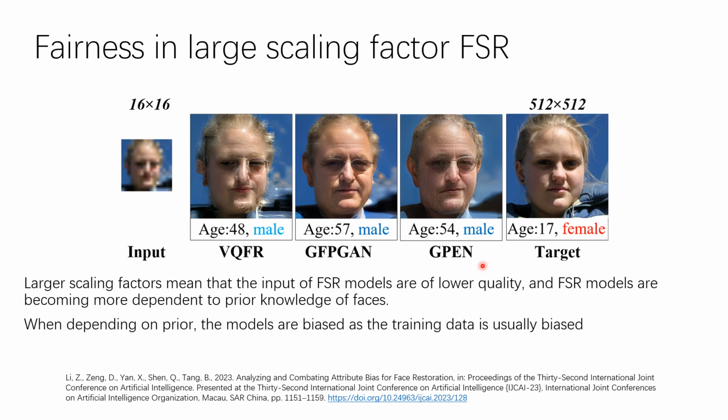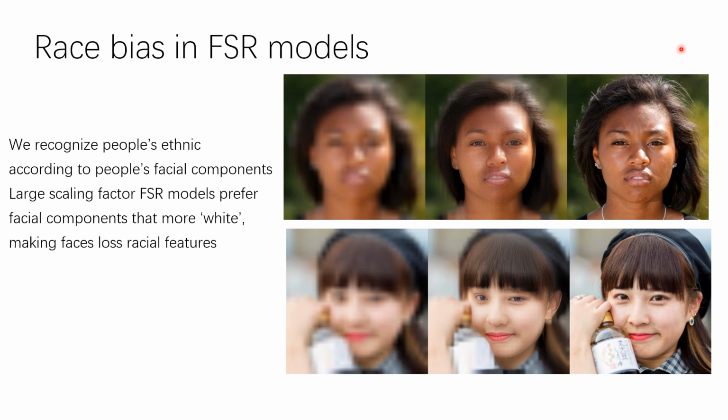And this demonstrates that these models have a preference for the middle-aged white male, and of course they are biased against this young white female. And this is the fairness problem for face resolution. And my course project is focused on race bias in face resolution. And the example I just showed is about age and gender.